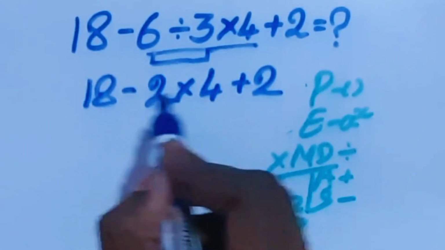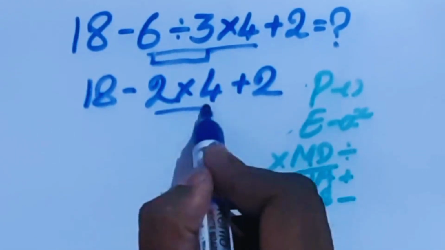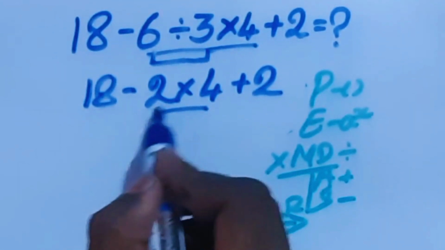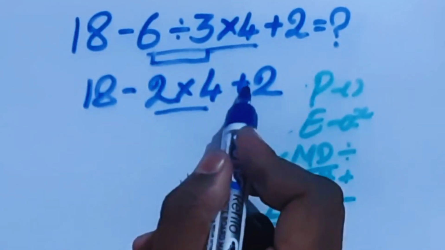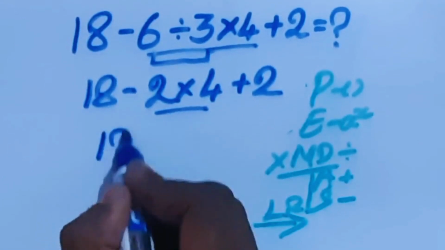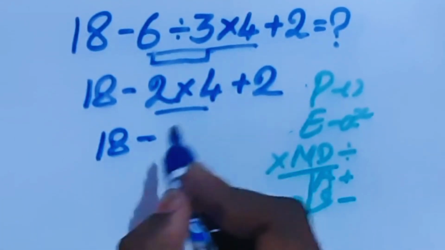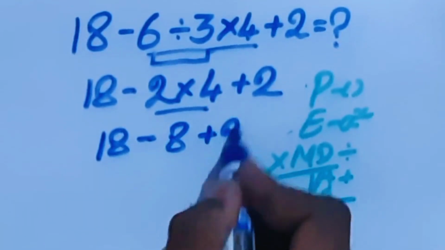Here we have subtraction, multiplication and addition. Multiplication is higher priority than this subtraction and addition. So we have to do this multiplication before this addition and subtraction. So 18 minus 2 times 4 is 8, plus 2.